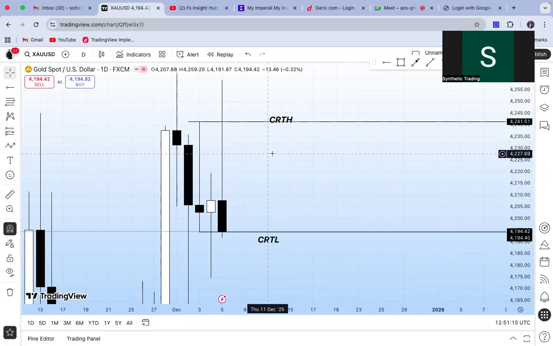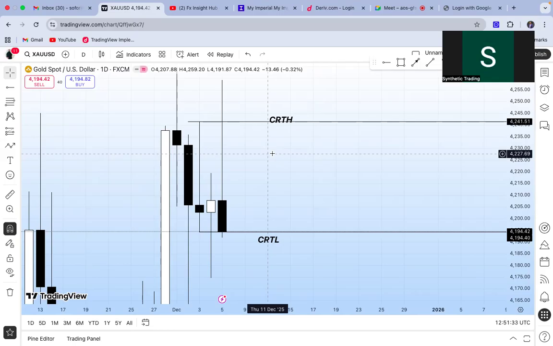Let's pay attention to this one. If I see the CRT on the daily time frame, I should look for the entry on the 1 hour time frame. If we see the CRT on the 4 hour time frame, then our entry should be on the 15 minutes time frame. Okay.